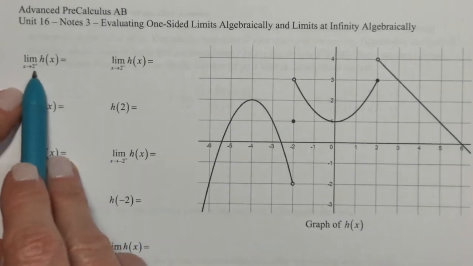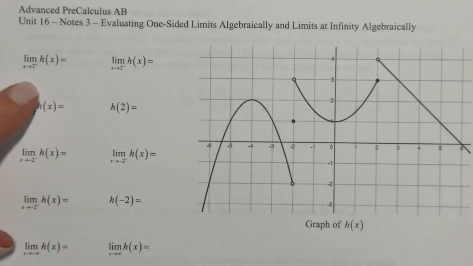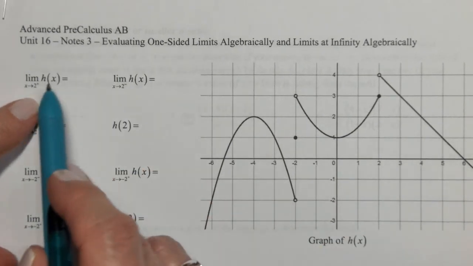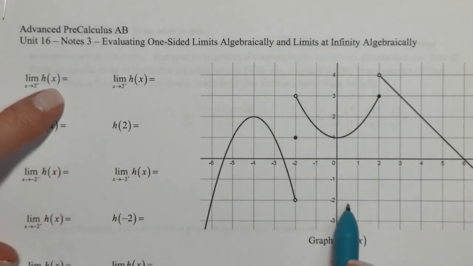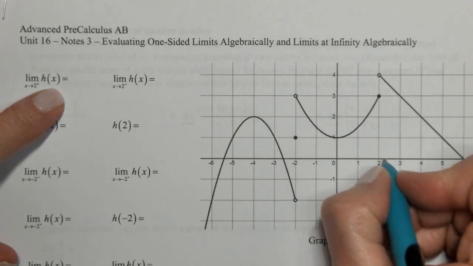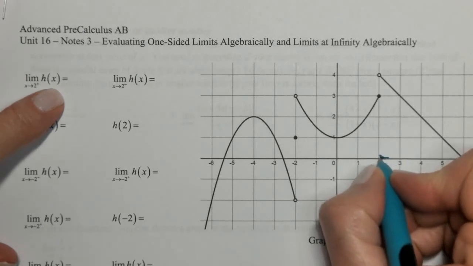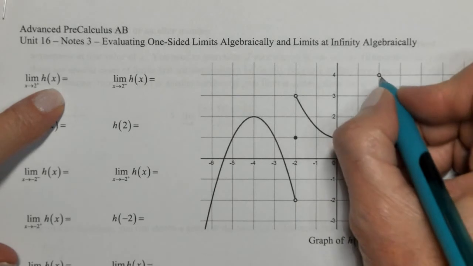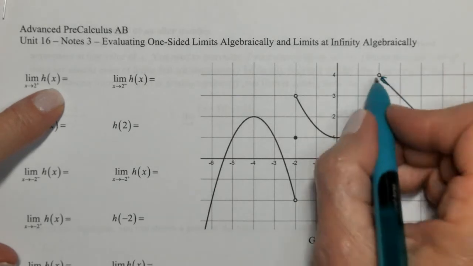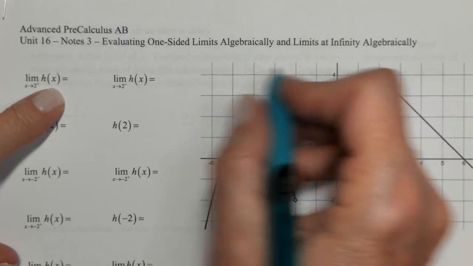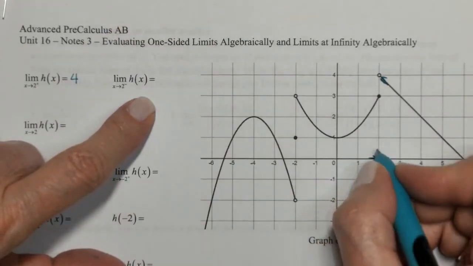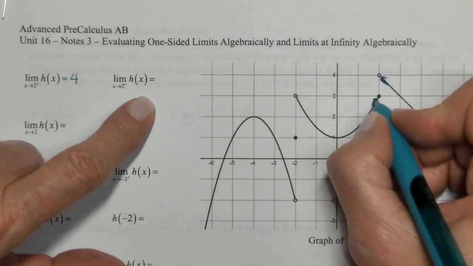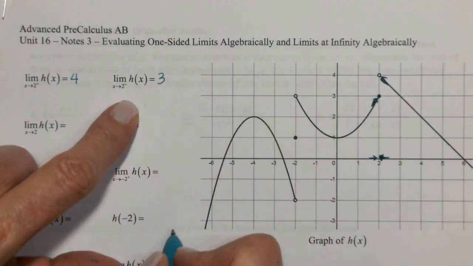If we are approaching 2 from the right of this function h of x, 2 from the right would be coming in from here, right? So the function is up here. From the right we are approaching 4, so the limit is 4. From the left, the function is approaching 3, so that limit would be 3.